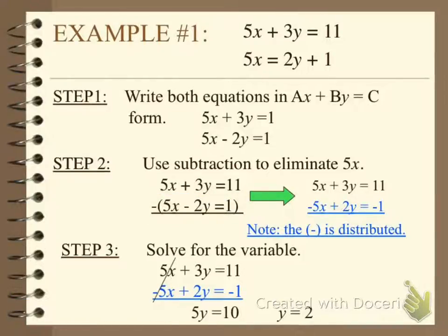And now we can eliminate the x term. We can take 5x minus 5x, which is 0, and combine 3y and 2y to get 5y. 11 plus -1 is 10, and so 5y equals 10. We can solve for y. That's equal to 2. Take that back into one of the original equations, substitute in the y, and solve for the x.